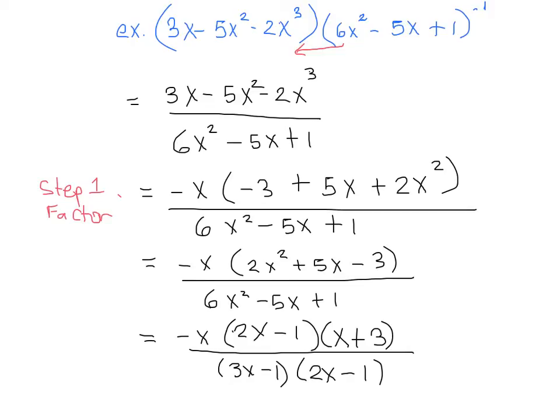All right, so at this point, we can remove our common factors. And as you can see, there is a 2x minus 1 on top and a 2x minus 1 at the bottom. So we can factor those out. We can cross those out. And we get negative x times x plus 3 over 3x minus 1. And we're done.